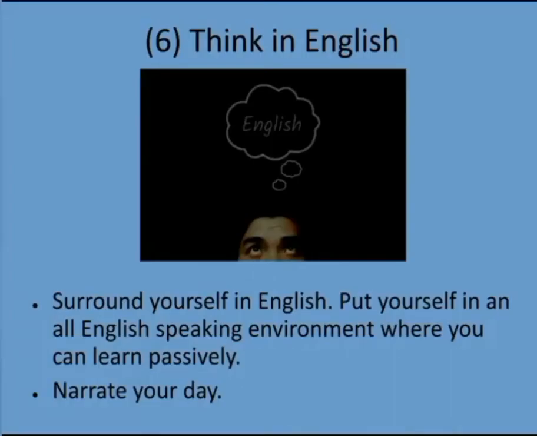And the 6th one is to think in English. You have to think in English. It's very difficult to think in your mother language and convert the ideas into English. Always doing that is not possible, and it will of course affect your fluency. So try to think in the English language. Surround yourself in English. That is, just create an artificial English speaking environment. Put yourself in an all English speaking environment where you can learn passively.